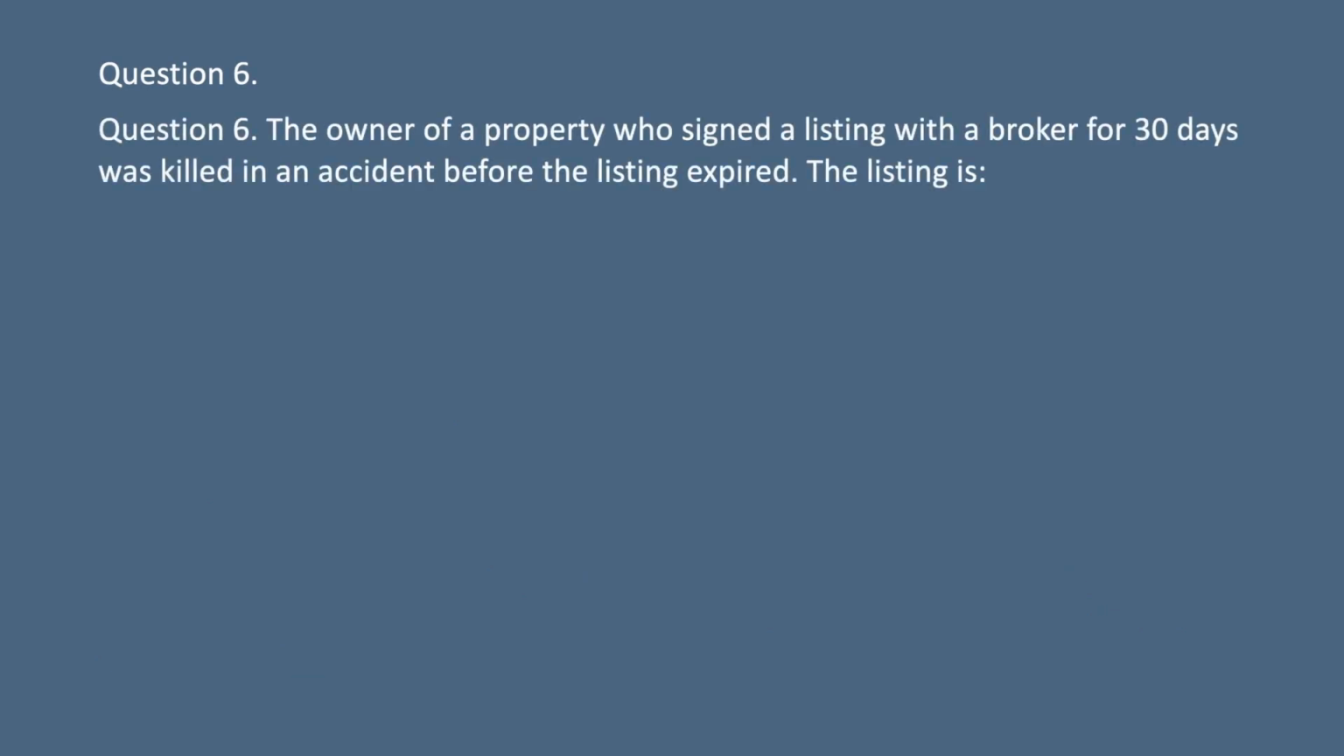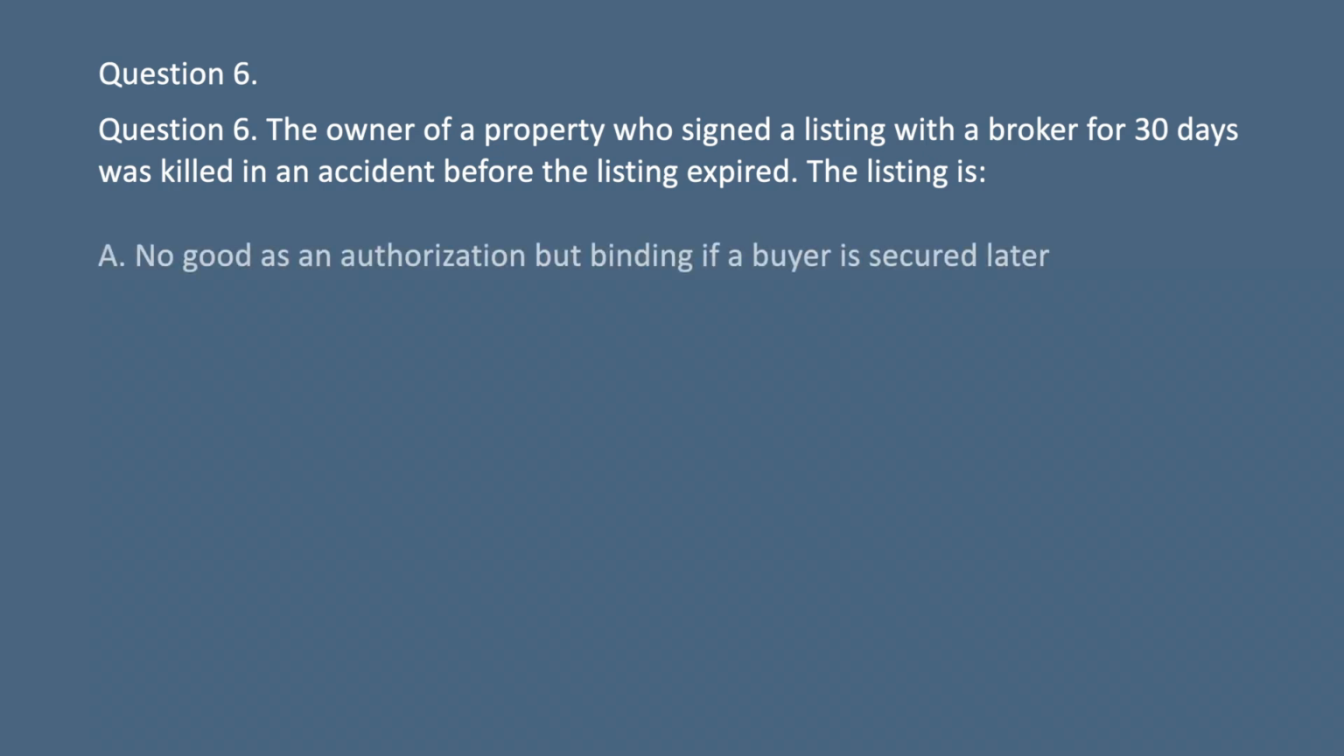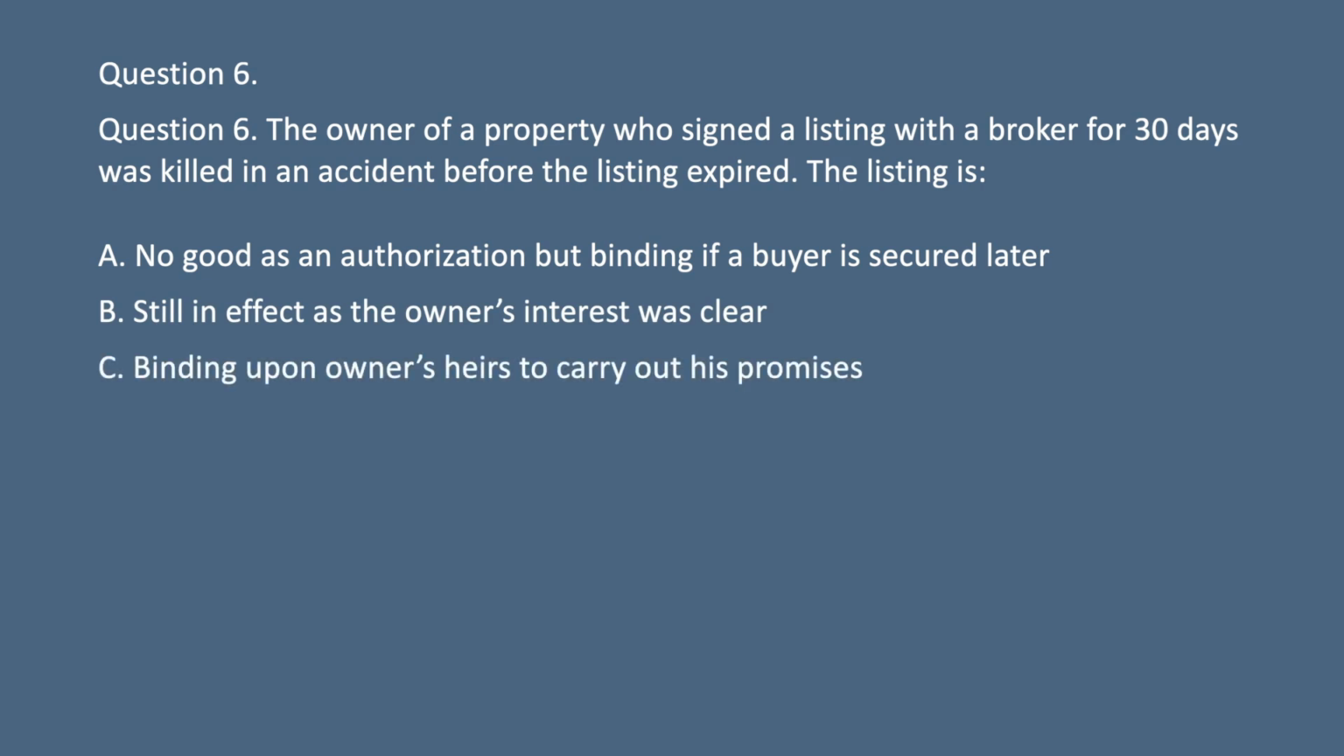Question 6. The owner of a property who signed a listing with a broker for 30 days was killed in an accident before the listing expired. The listing is A. No good as an authorization but binding if a buyer is secured later. B. Still in effect as the owner's interest was clear. C. Binding upon owner's heirs to carry out his promises. D. Terminated by the death of the owner.